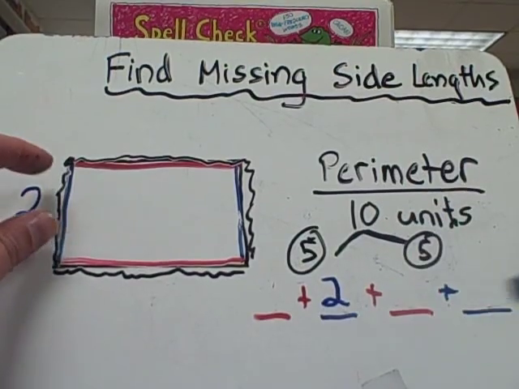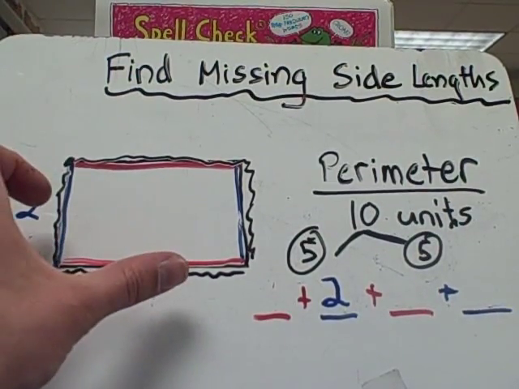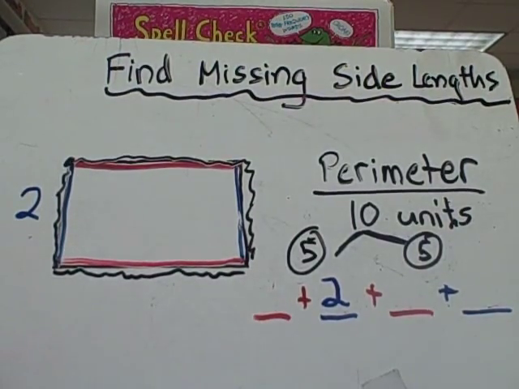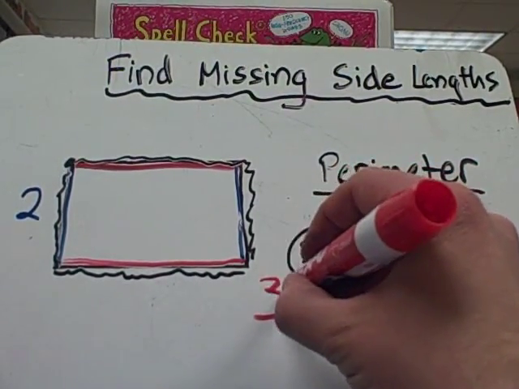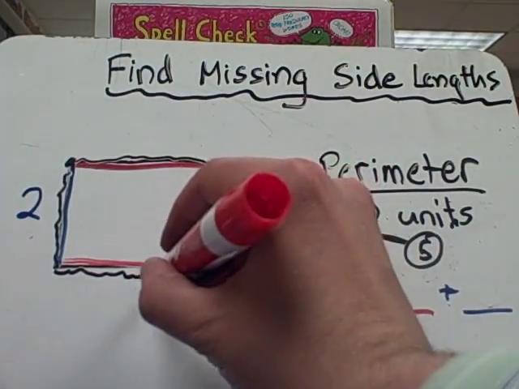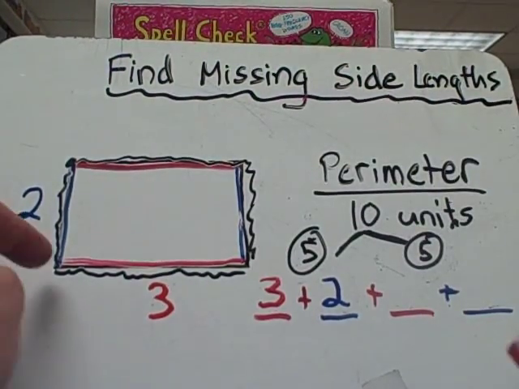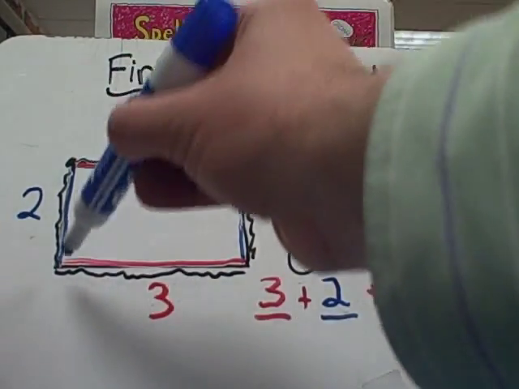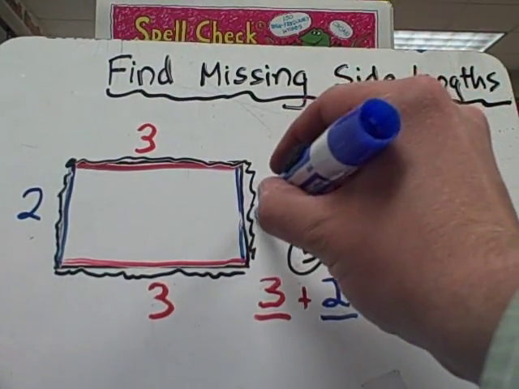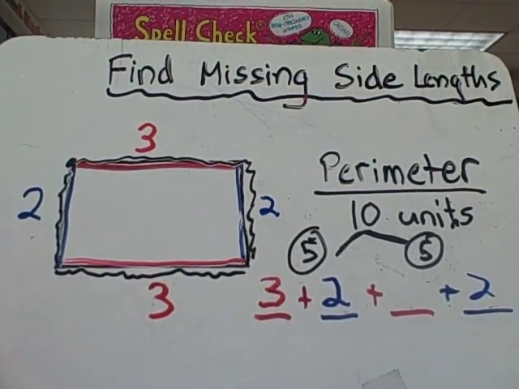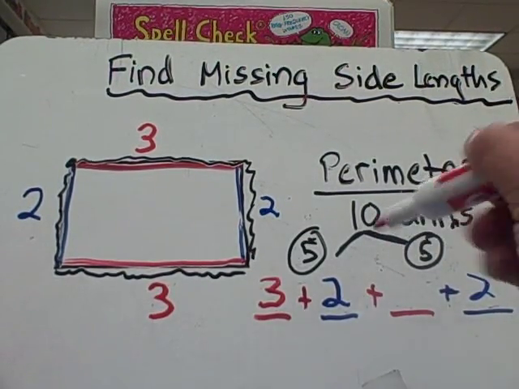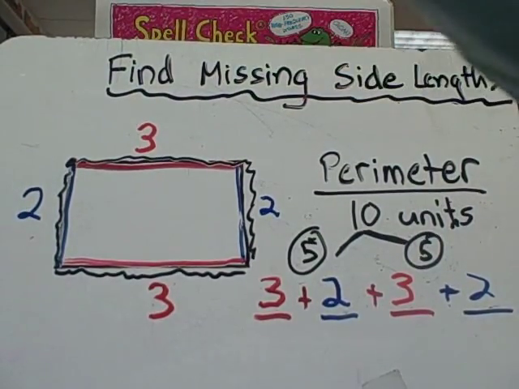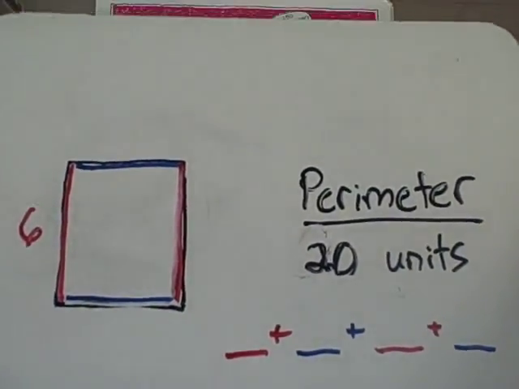So if this side's length is 2, and both of these make 5, what's the red side's length? That's right, it's 3. And obviously, since this is 3, the top side's length is 3. And since the left side's length is 2, the right side's length is 2. So we'll mark those down there, and we just figured out the lengths of all the missing sides of the rectangle. Let's try another one.